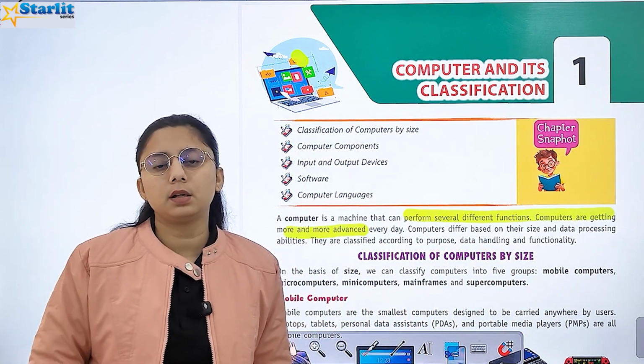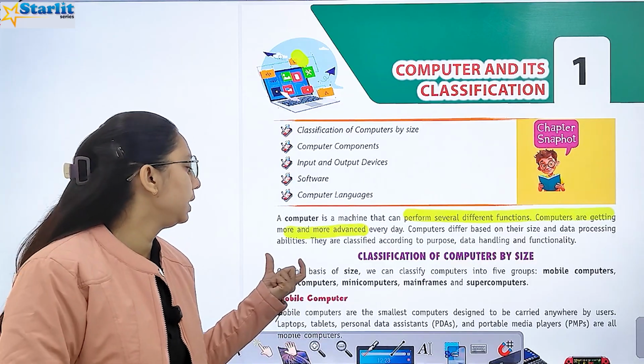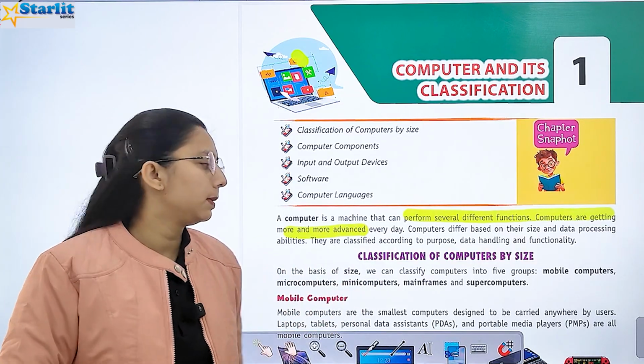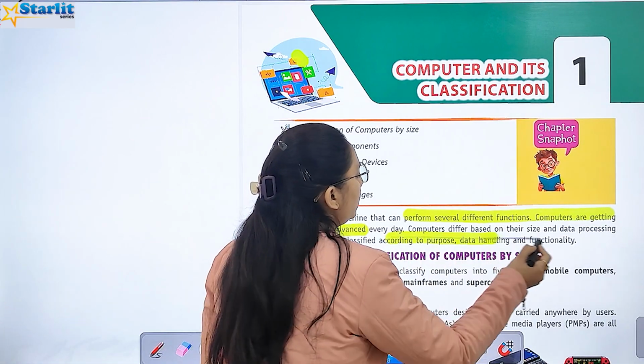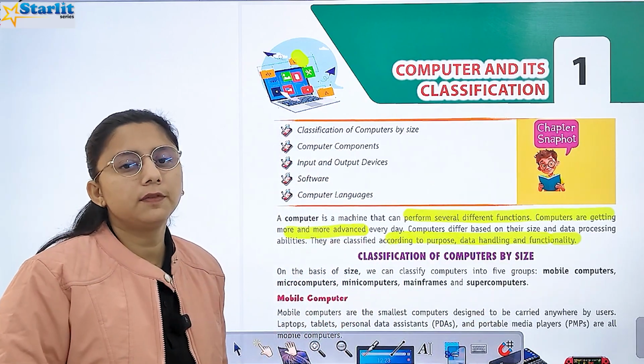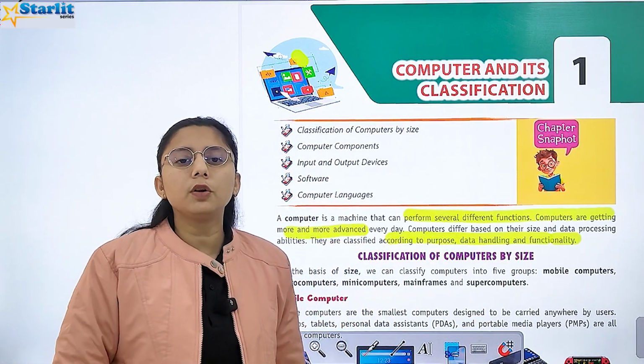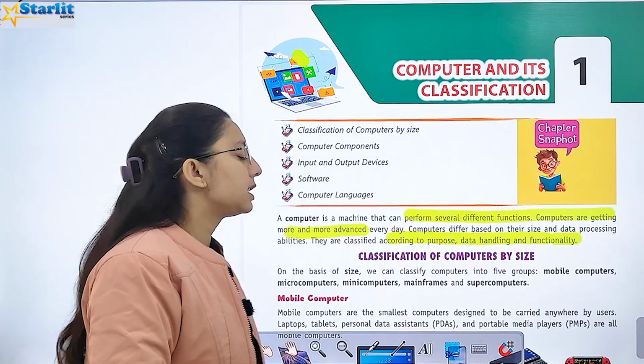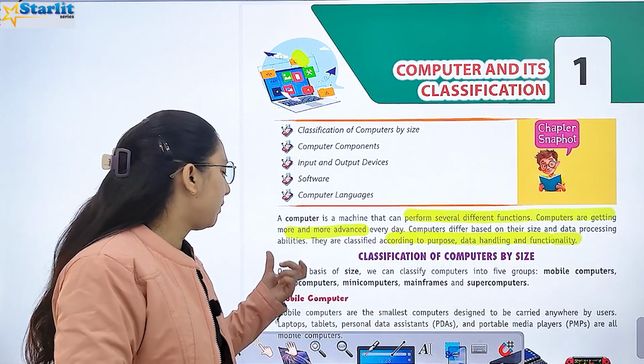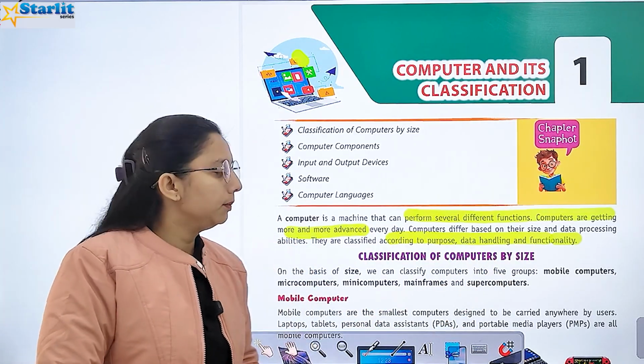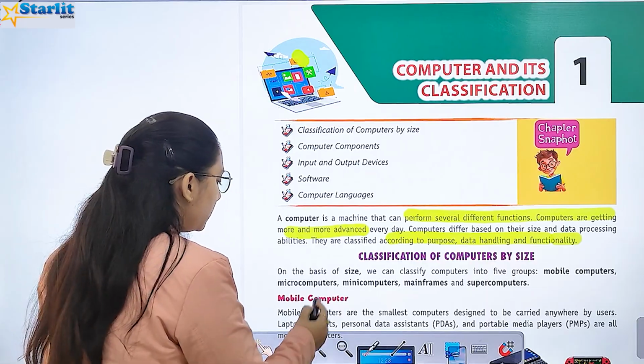Based upon their size, computers have different data abilities, and they are classified according to purpose, data handling and their functionality. So, classification of computers by size. We have classified computers by size: mobile computer, microcomputer, mini computer, supercomputer and mainframe computer.